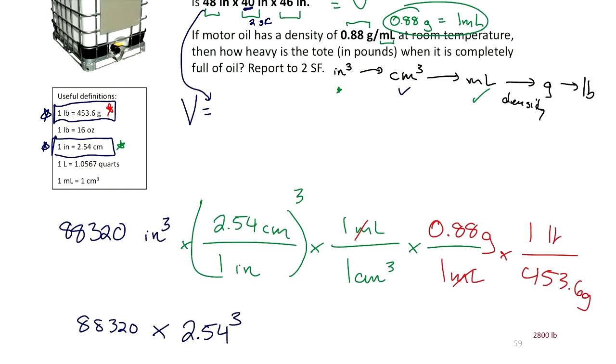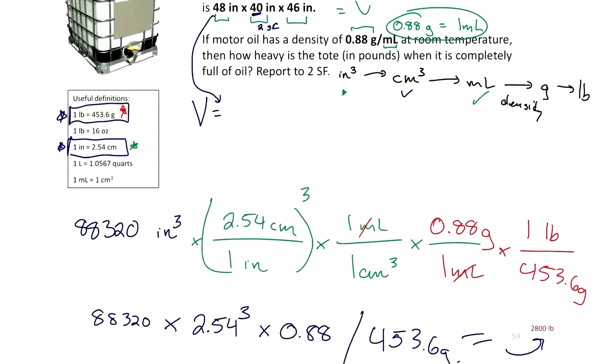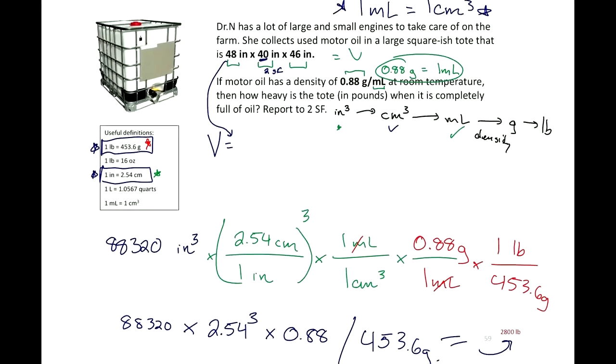So in my calculator, I would do that times 0.88 divided by 453.6 grams. That gives us 2,800 pounds. That's how much this weighs. It won't fit in the bed of the truck, but it will fit on a class 2 hitch pulled on a trailer. So this question had a cubic realm conversion, and we use density, a derived unit.